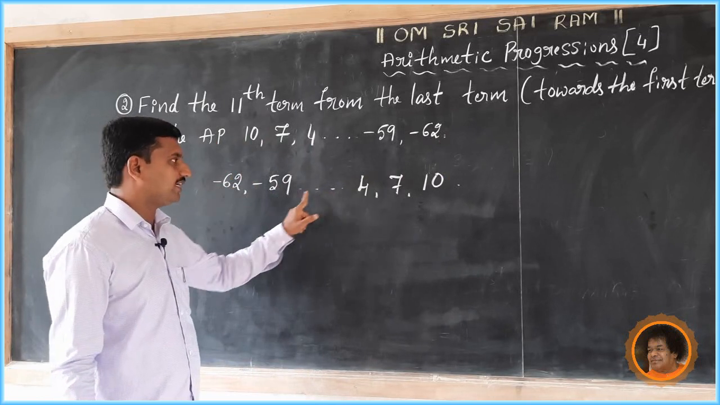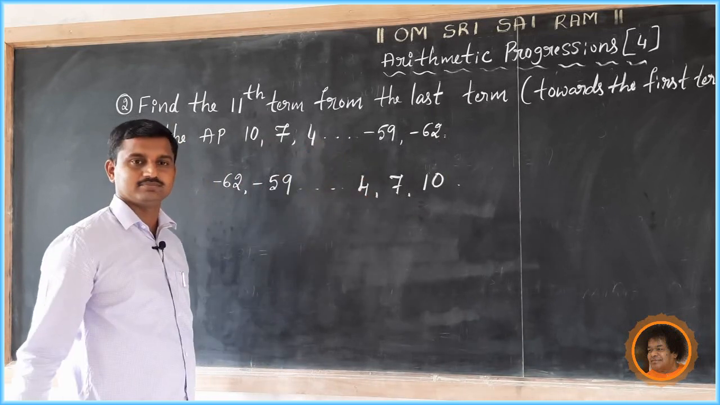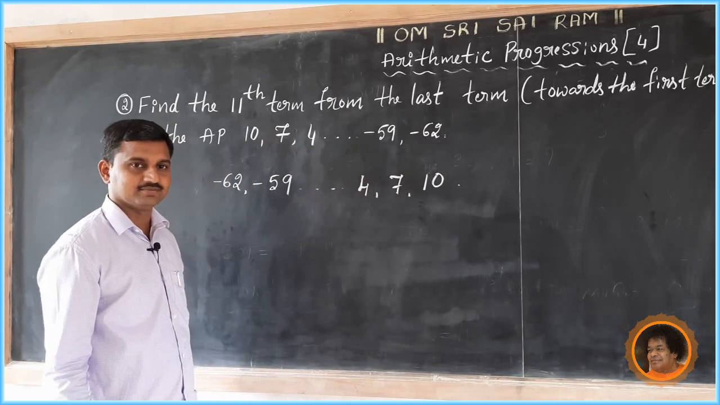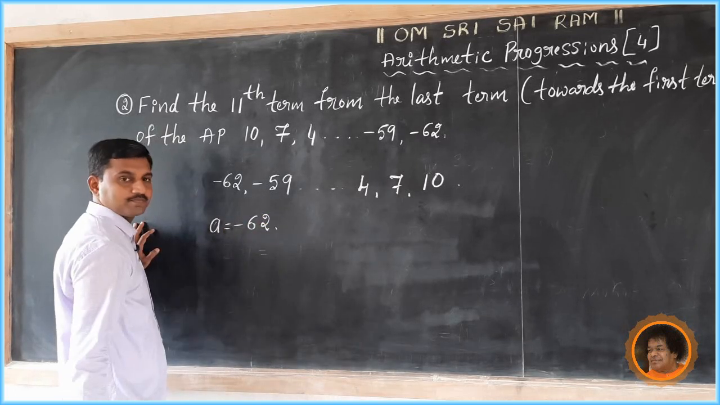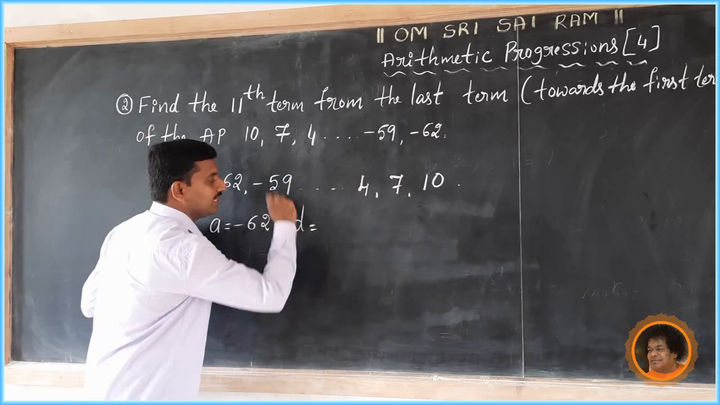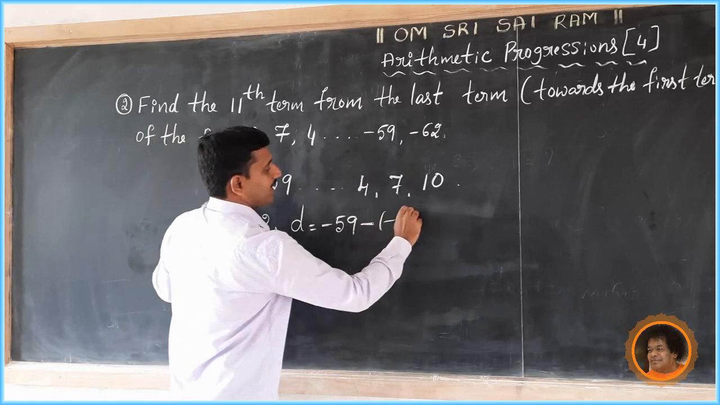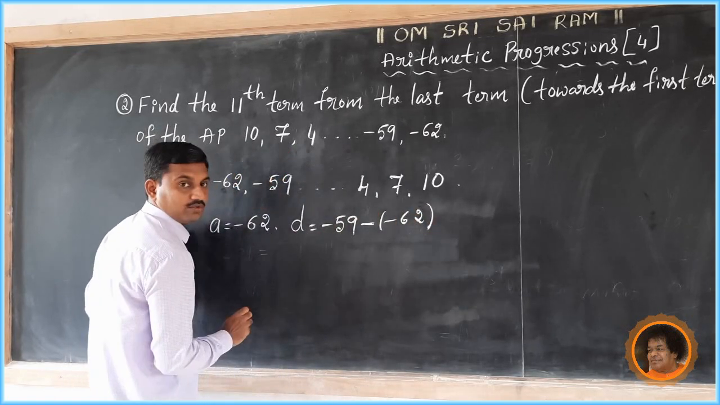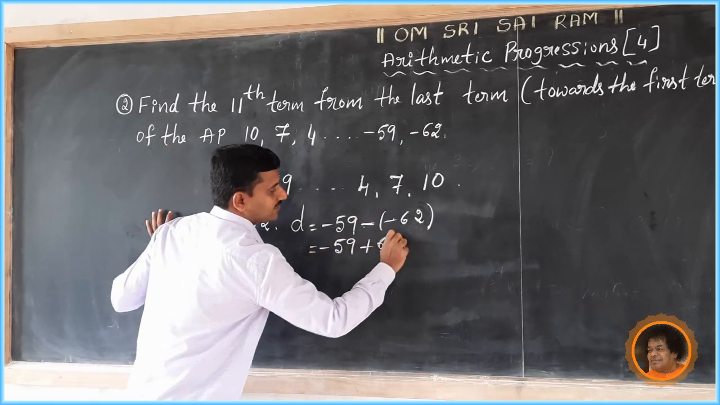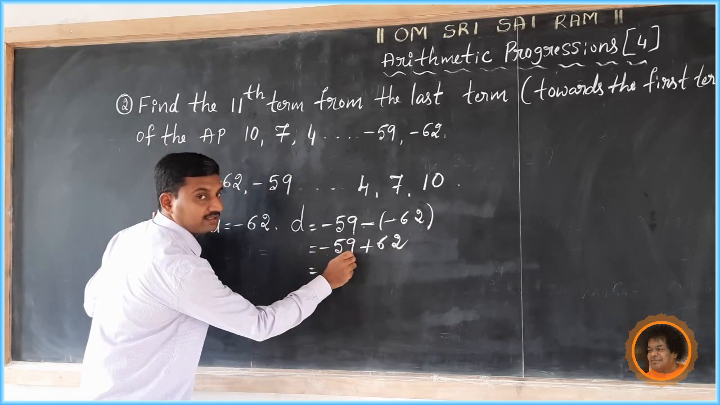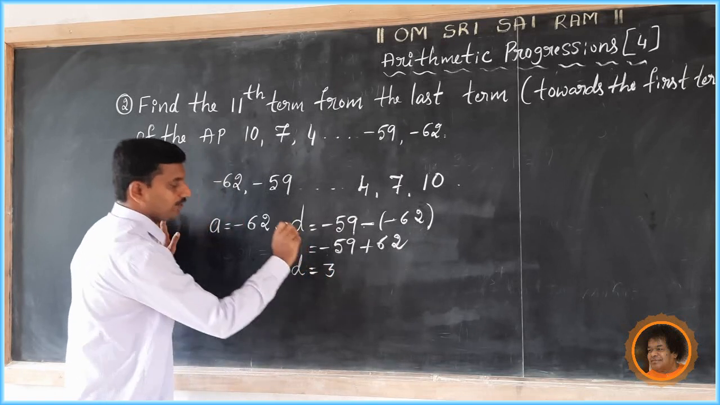Minus 62, minus 59, so on up to 10 are in AP. Now find the 11th term from the first term. I think it is clear. So here first term a equal to minus 62. And the common difference d equals second term minus 59 minus first term minus 62. So d equals minus 59 plus 62, that is 3. So d value is 3.